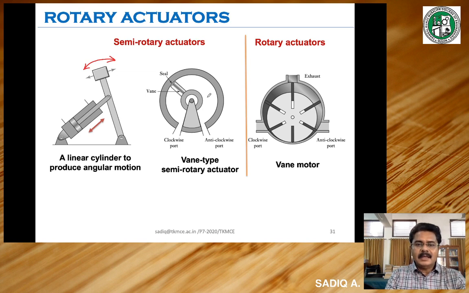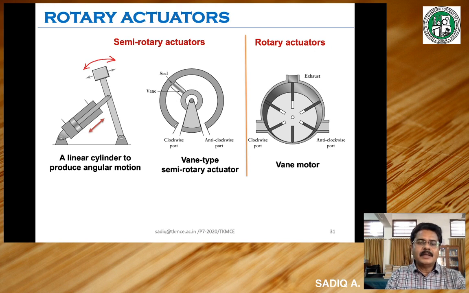Here there is another example. It is called a vane type semi-rotary actuator. We are familiar with the vane pump. A similar kind of arrangement is seen here. There is a casing. Inside that there is a rotation element. A rotary element is attached with a vane. There is a sealing between the vane and the inner surface of the casing. That means we get two airtight chambers, one here and another here.